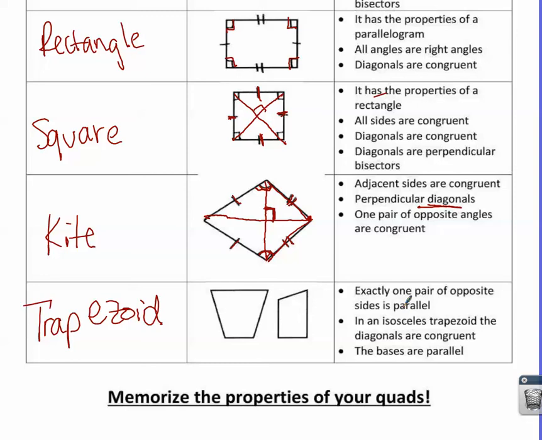And exactly, the last shape, you have a trapezoid. Exactly one pair of sides are parallel. So for example, here, these are parallel. Or here, these are parallel, because you can have two different shapes that are trapezoids. In an isosceles trapezoid, the diagonals are congruent. This shape here on the left is going to be considered the isosceles trapezoid. And then the bases are parallel.